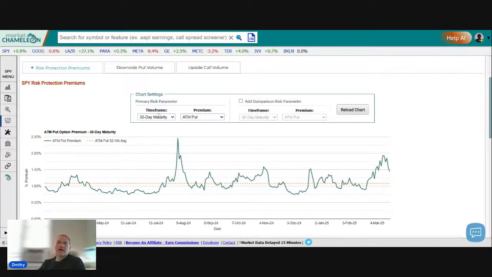And here we see that the at the money put for 30-day constant maturity is currently around, this is where we are right now, 1.4% premium. So for every $100 worth of stock you want to insure, it'll cost you $1.40 to protect it for 30 days. Think of it this way.